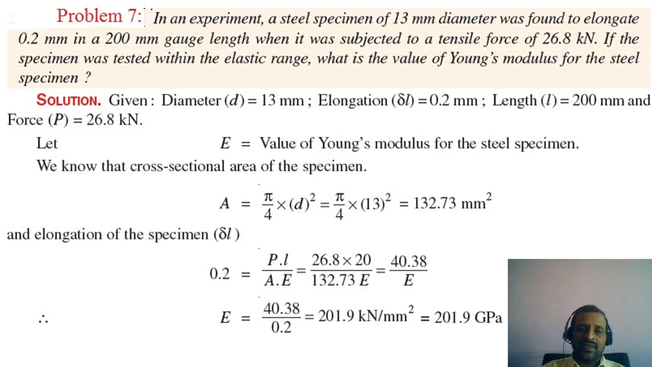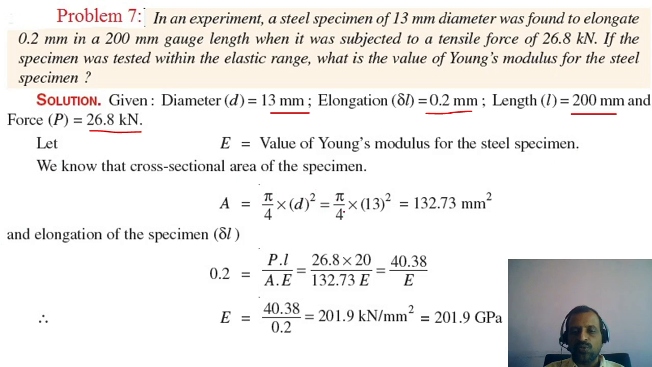Again in the problem, first you understand clearly and note down the given data. So the given data: diameter D is 13 mm, elongation delta L is 0.2 mm, length L is 200 mm, and the force is given as 26.8 kilonewton. Now let E be the value of Young's modulus for the steel specimen. We know that the cross-sectional area of the specimen is A equal to pi by 4 d square.